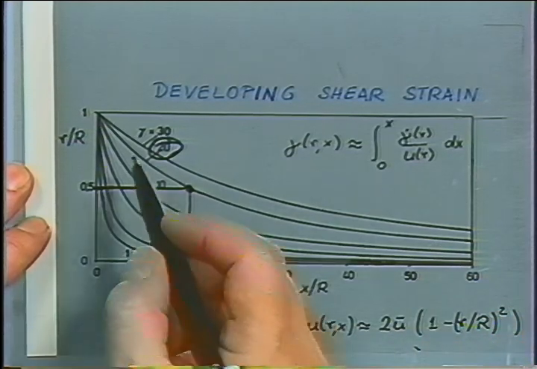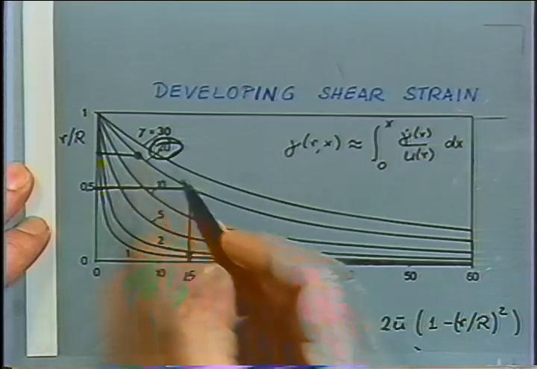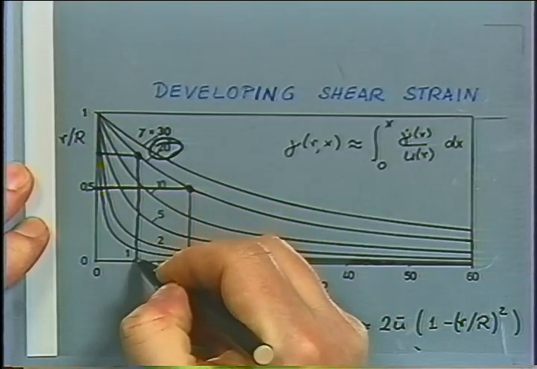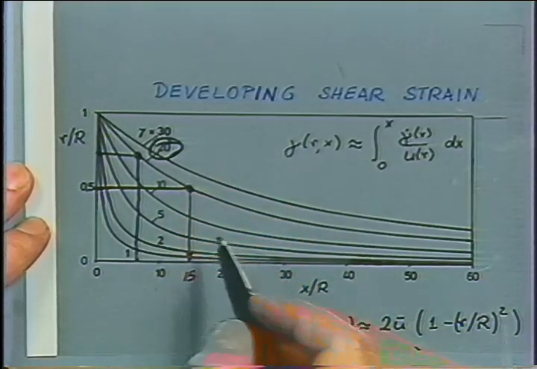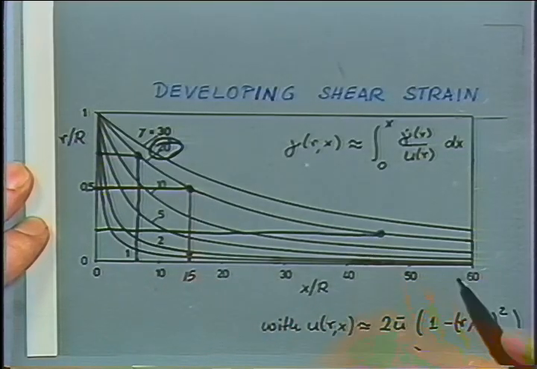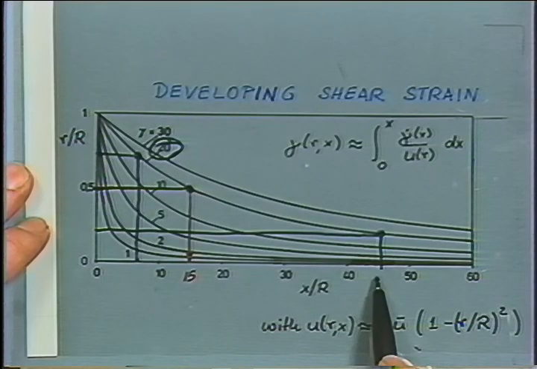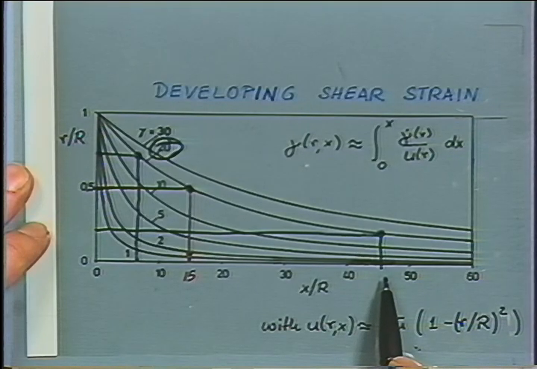Now, a material element near the wall, say at 75% toward the wall, has to go only this far down the channel to reach steady state. And a material element at 25% has to go down this far. So it has to go 45 radii down the capillary to reach 20 shear units. It needs a long, long time to reach steady shear flow conditions.